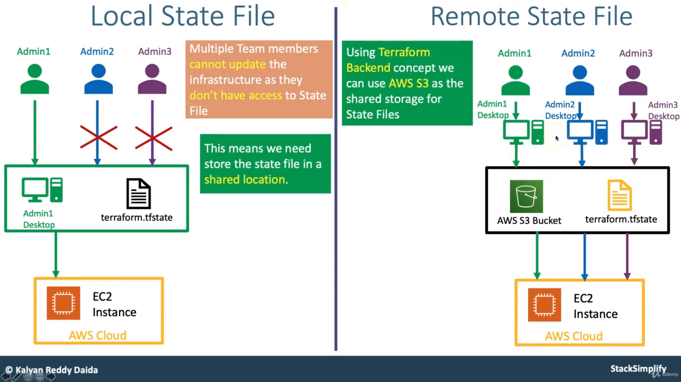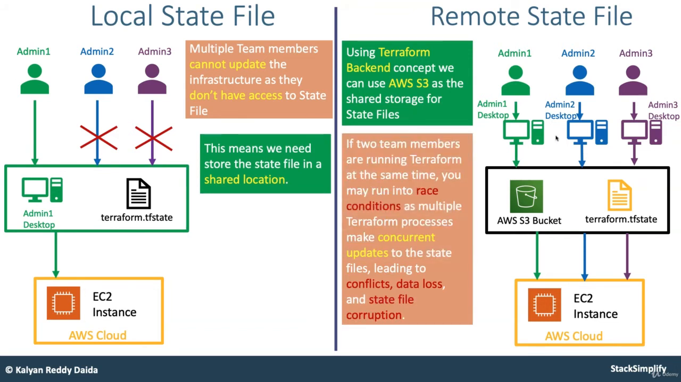Okay, this is good. But what next? There will be one more problem even with using the remote state file. For example, if two team members are running Terraform at the same time, admin1 and admin2 executing Terraform apply at the same time, and the updates take place in your infrastructure accordingly. You may run into race conditions as multiple Terraform processes make concurrent updates to the state file, which leads to conflicts, data loss and state file corruption. So this is another problem you are going to have when you move from a local state file to a remote state file.